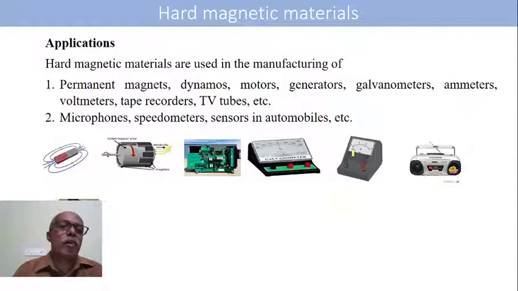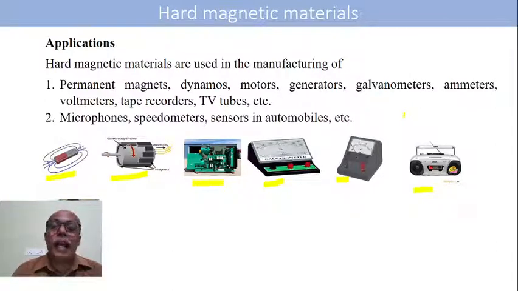The applications of hard magnetic materials are they are used in the manufacturing of permanent magnets, dynamos, motors, galvanometer, ammeter, voltmeter, tape recorders, TV tubes, etc. They are also used in the manufacturing of microphones, speedometers, sensors in automobiles, etc. So these are the few applications of hard magnetic materials.